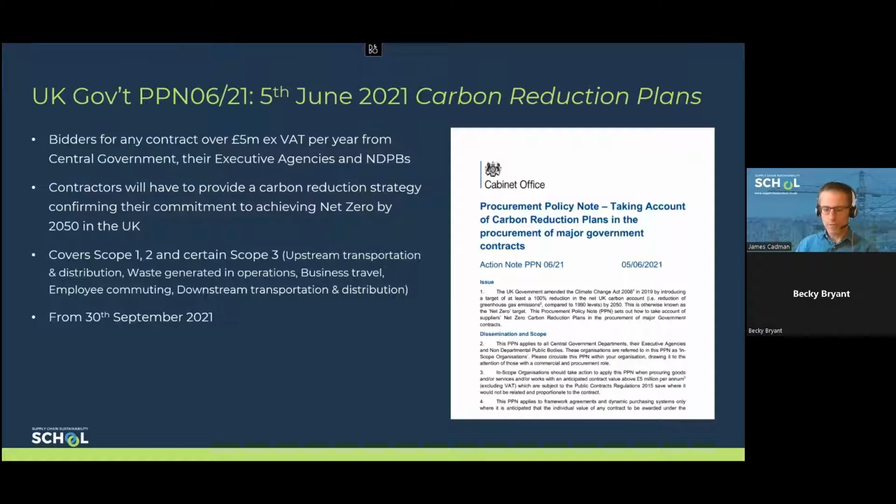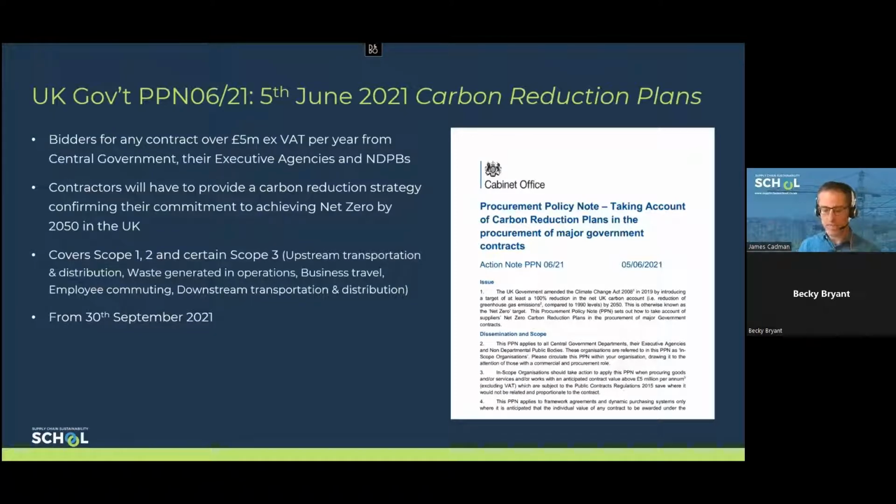Bringing it closer to home, some of you will be aware of the Procurement Policy Note 06/21, which came out in June 2021. That's all that the 0621 means, June 2021. It's a piece of public procurement policy from the UK government, and it essentially says that any contract that's worth £5 million or more per year from a central government department or one of its agencies or one of its non-departmental public bodies is within scope of this policy note.